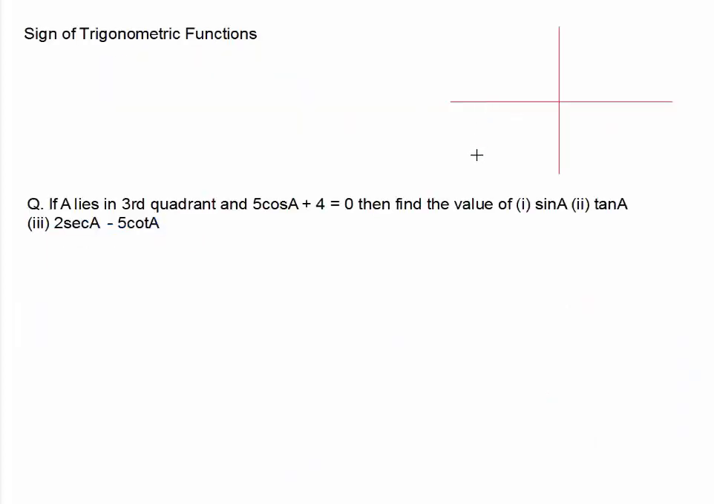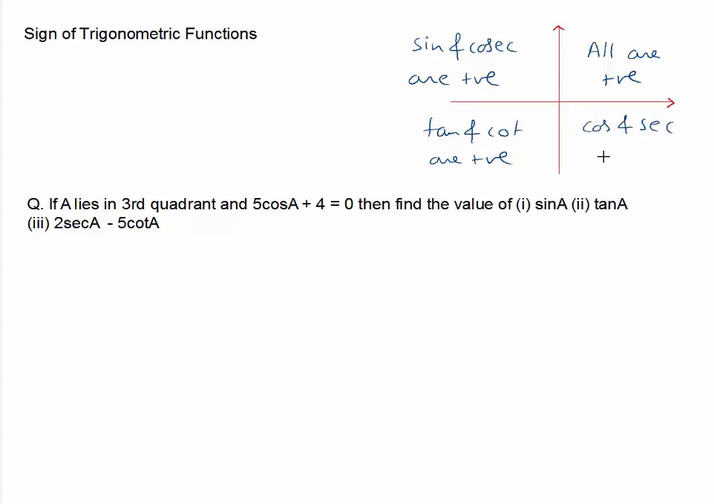Next is sign of trigonometric functions. Let's say this is x-axis and this is y-axis. Now students must note that in the first quadrant all trigonometric ratios are positive. Now in the second quadrant, students must note that sine and cosec are positive. In the third quadrant, students must note that tan and cot are positive. And in the fourth quadrant, cos and sec are positive.